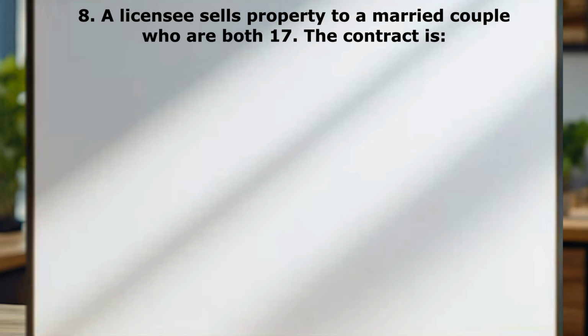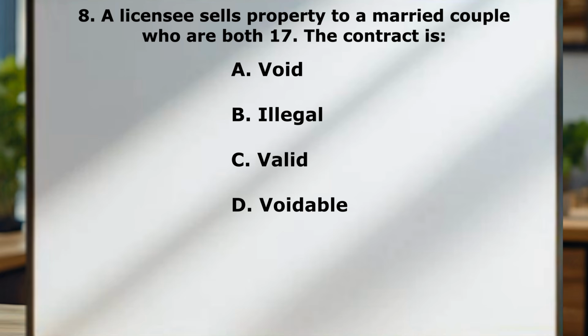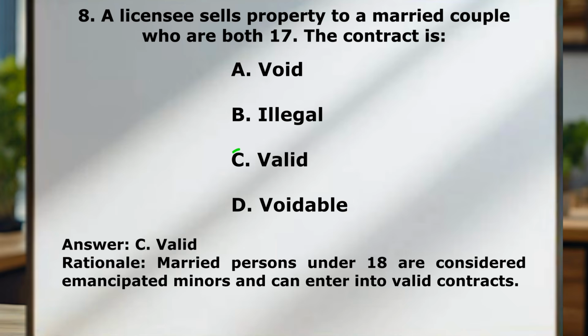Question number 8. A licensee sells property to a married couple who are both 17. The contract is A, void, B, illegal, C, valid, D, voidable. Correct answer here is C, valid. Married persons under 18 are considered emancipated minors and can enter into valid contracts.